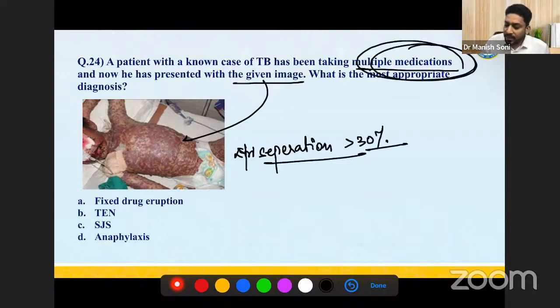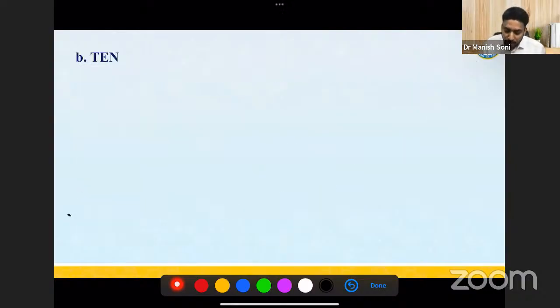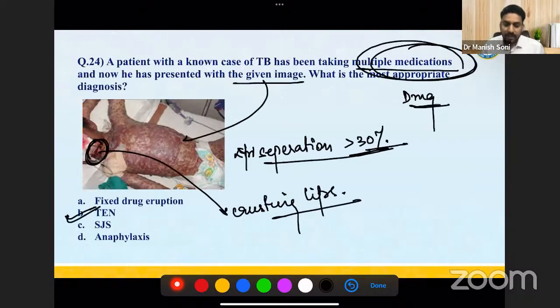The patient is taking multiple medications, so there is a drug history associated. And you can see the oral mucosa or the lip area is also involved, with crusting present around the lips. All these point towards more than 30% of the skin being involved. All these are pointing towards TEN, toxic epidermal necrolysis. If less area is involved, then you can choose SJS.